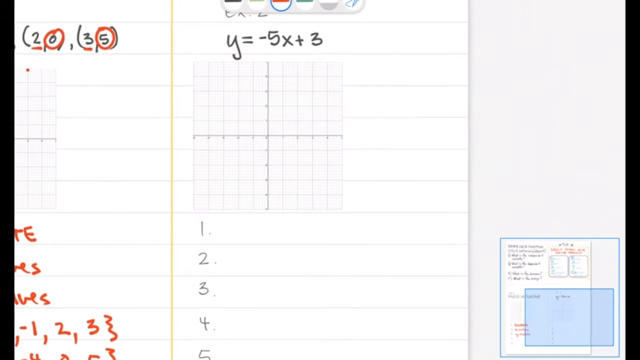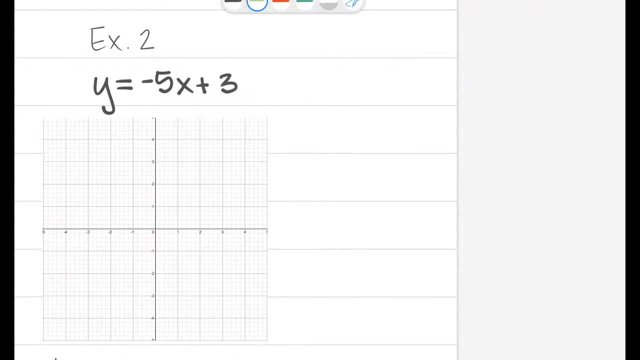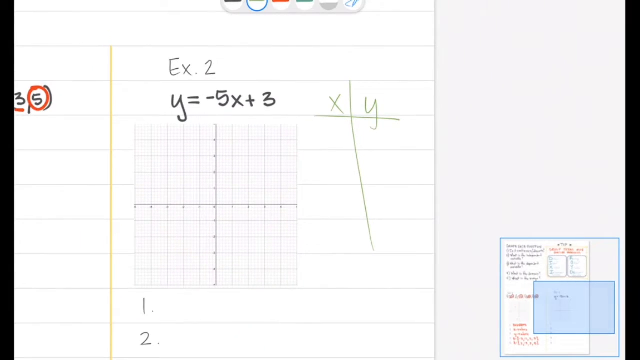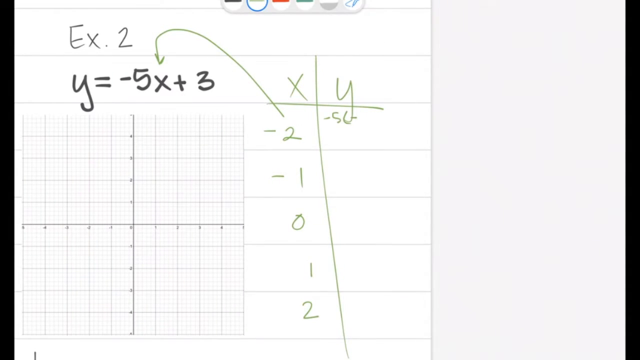All right, so let's go on to example 2. Now we're given an equation. So let's create a t-chart. And we're not given any restriction on what x can be. So my suggestion is to plug in -2, -1, 0, 1, and 2. We're going to plug in a -2 for x. So we would have -5 times -2 plus 3. So -5 times -2 is +10. 10 plus 3 is 13.